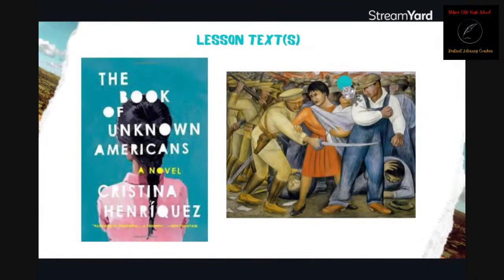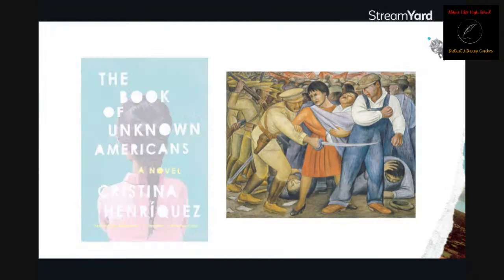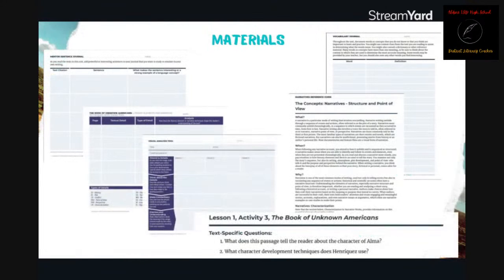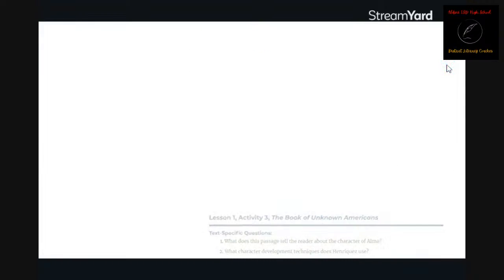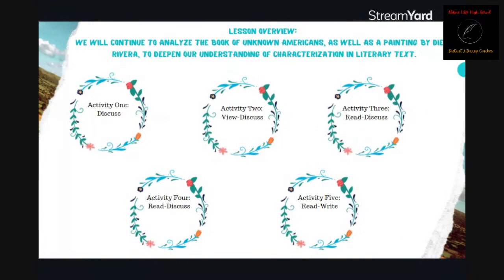The texts for this lesson are the Book of Unknown Americans and the painting, The Uprising by Diego Rivera. The materials for this lesson are the Mentor Sentence Journal, Literary Elements and Narrative Techniques Note-Taking Tool, Visual Analysis Tool, Vocabulary Journal, Narratives Reference Guide, and the Section 2 question set. So for the lesson overview, we will continue to analyze the Book of Unknown Americans as well as a painting by Diego Rivera to deepen our understanding of characterization in literary text.